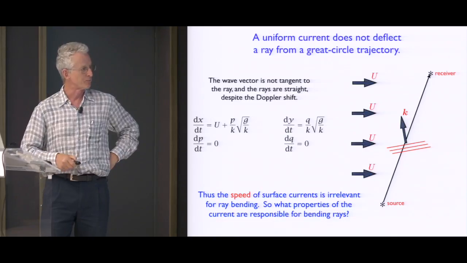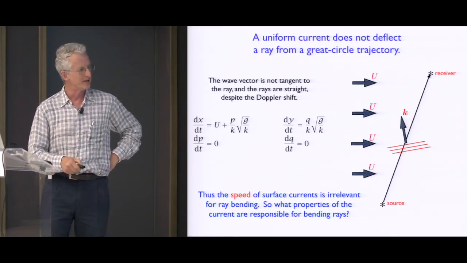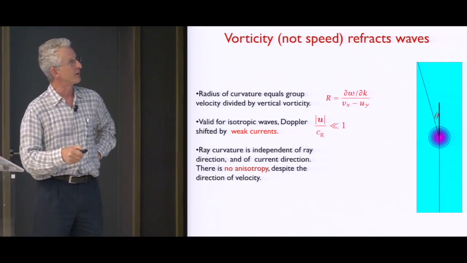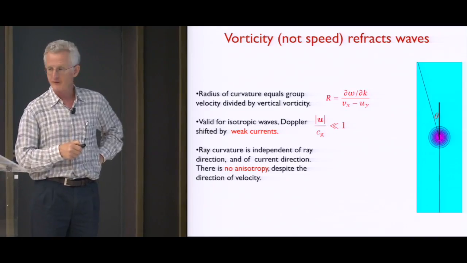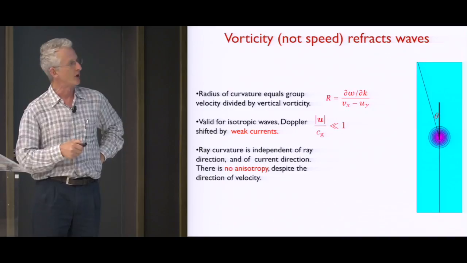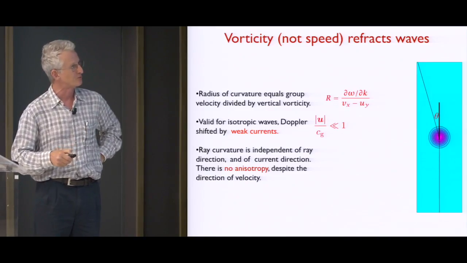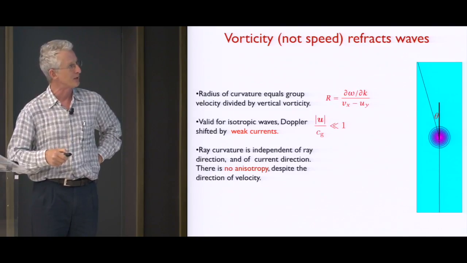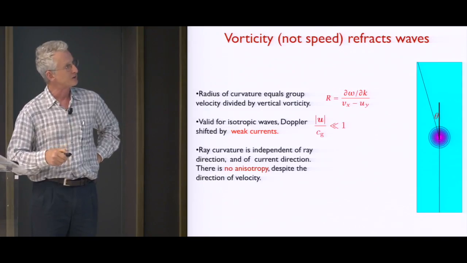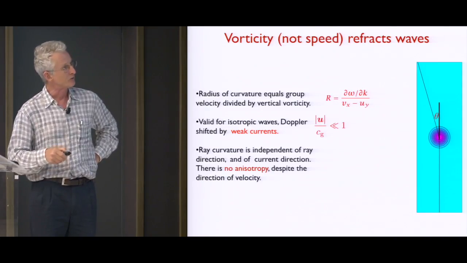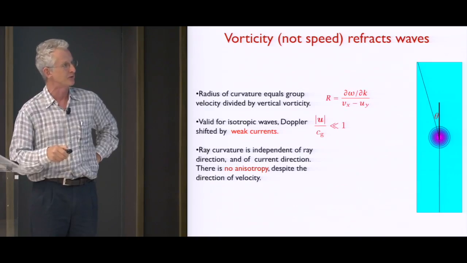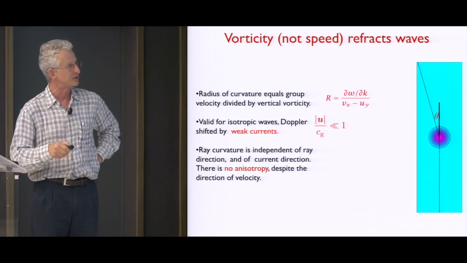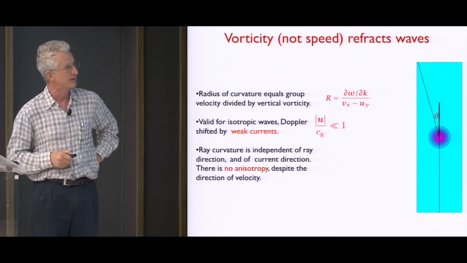Okay? So what properties of the current are responsible for bending rays? It turns out, this is the result from Landau and Lifshitz, that in the weak current limit, and provided that we have waves with an isotropic dispersion relation, that means that omega depends only on the magnitude of the wave number, the square root of p squared plus q squared, the radius of curvature of the ray is equal to the magnitude of the group velocity, d omega/dk, divided by the vorticity. It's easy to remember because of the dimensions. This is the radius of curvature, so it has dimensions length.